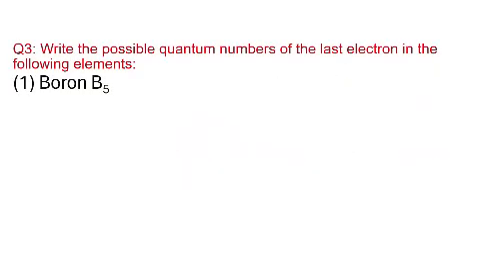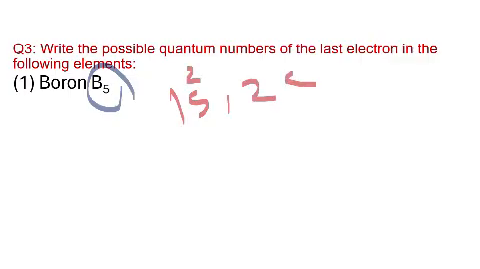A very important question. Here I have a boron atom. The atomic number of boron is 5. Let's write its electronic distribution. We have 1s2, 2s2, and 2p1.